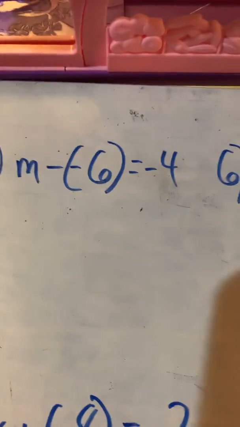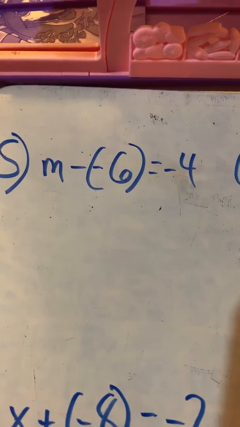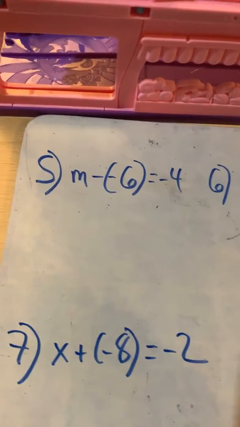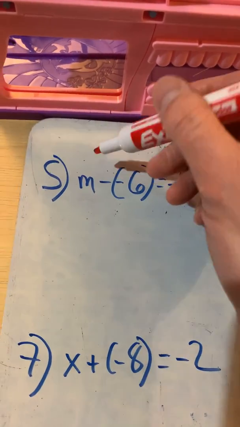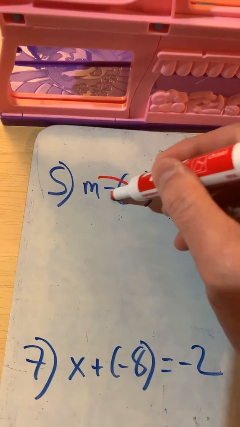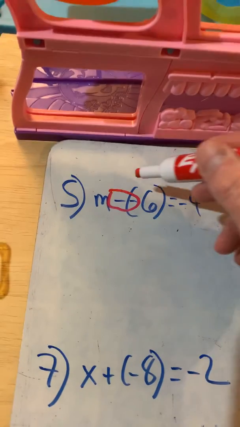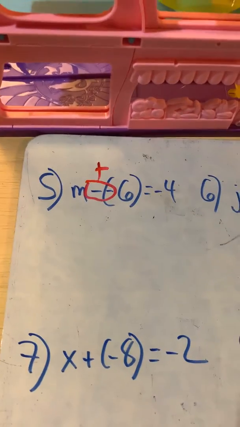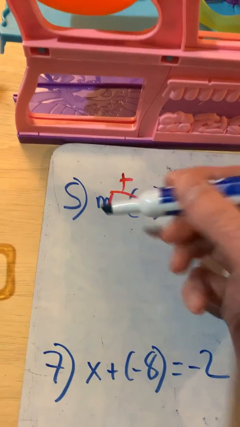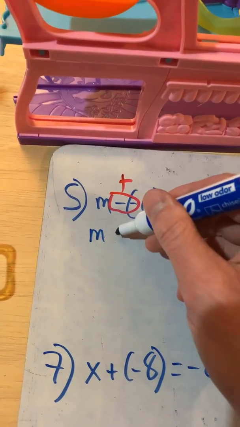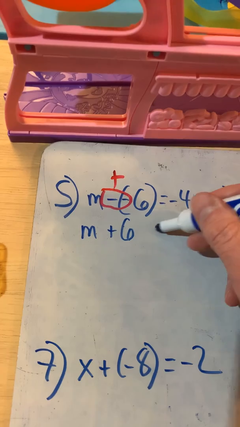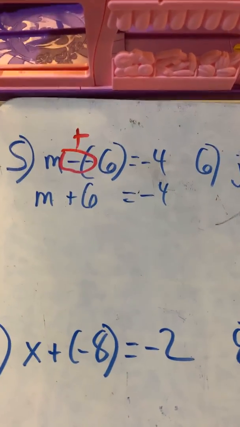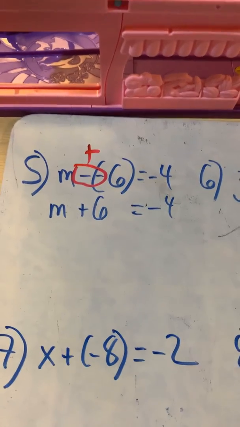So you'll notice here on number 5, m minus -6 equals -4. And the idea here is you have to recognize that we have one of those minus and negatives. And when that happens, we want to change that. Remember, a minus and a minus together make a positive. So we actually want to rewrite that question as the variable m plus 6 equals -4.